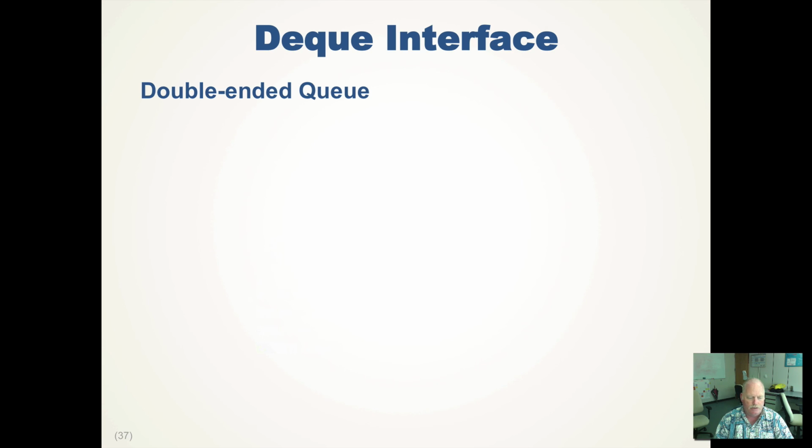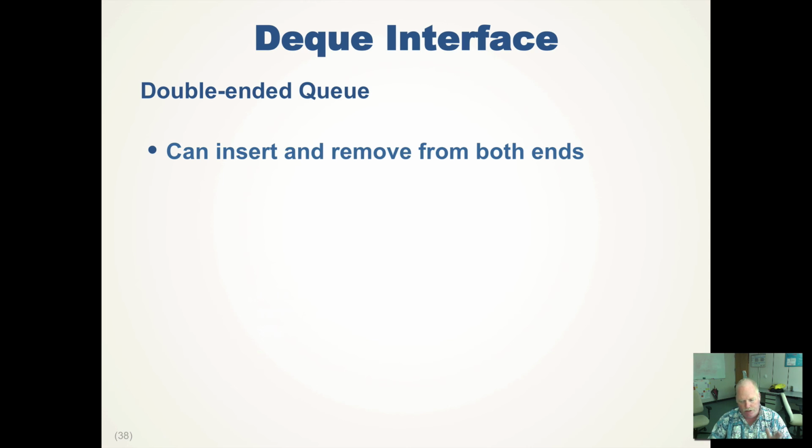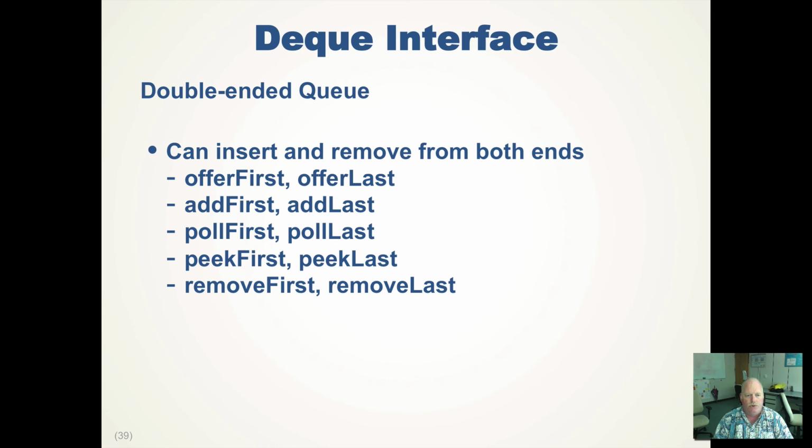So the second data structure that we want to talk about that's similar to a queue is a double-ended queue, where you can add to both ends of the queue. So you can insert and remove from both ends. You can insert from the front, you can remove from the rear. So we had to add new names: offer first, offer last, add first, add last, poll first, poll last, peek first, peek last, remove first, remove last, and still has a size.